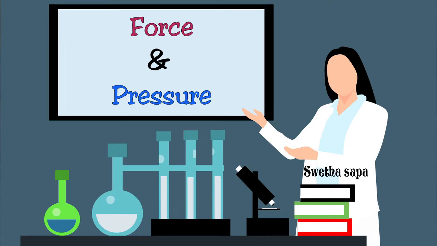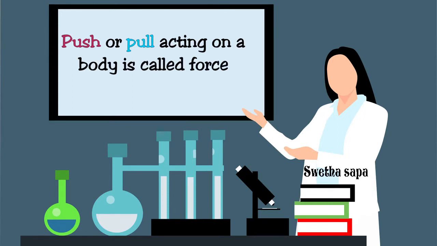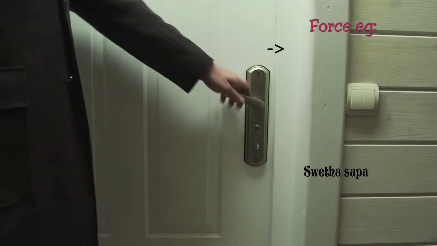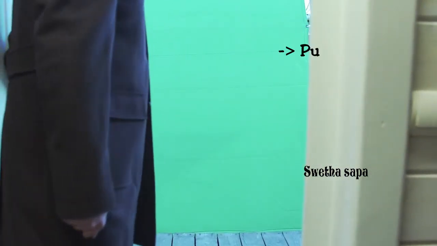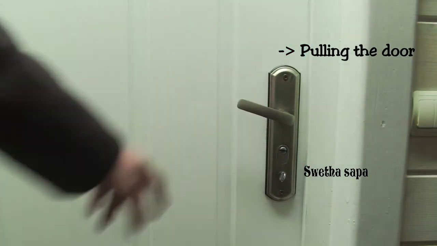So what is force? Push or pull acting on a body is called force. Example, pushing the door, pulling the door, kicking, etc. Here in this example, the person is pushing the door to open it, and again he is pulling the door back to close the door, which is an example of force.